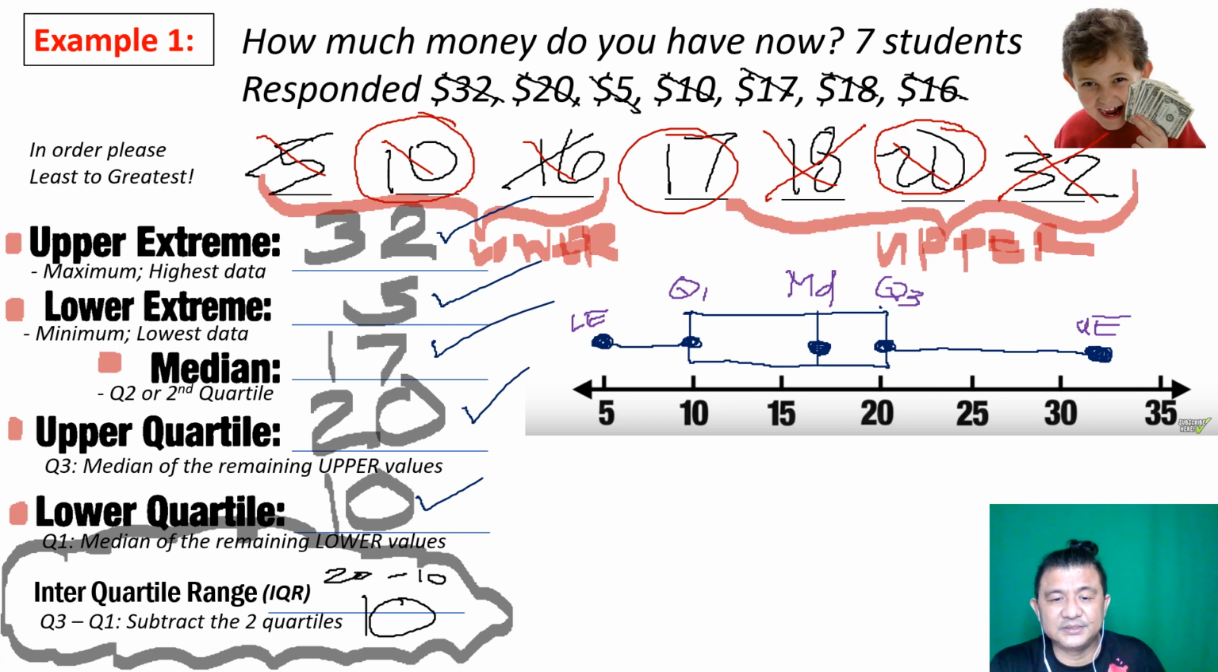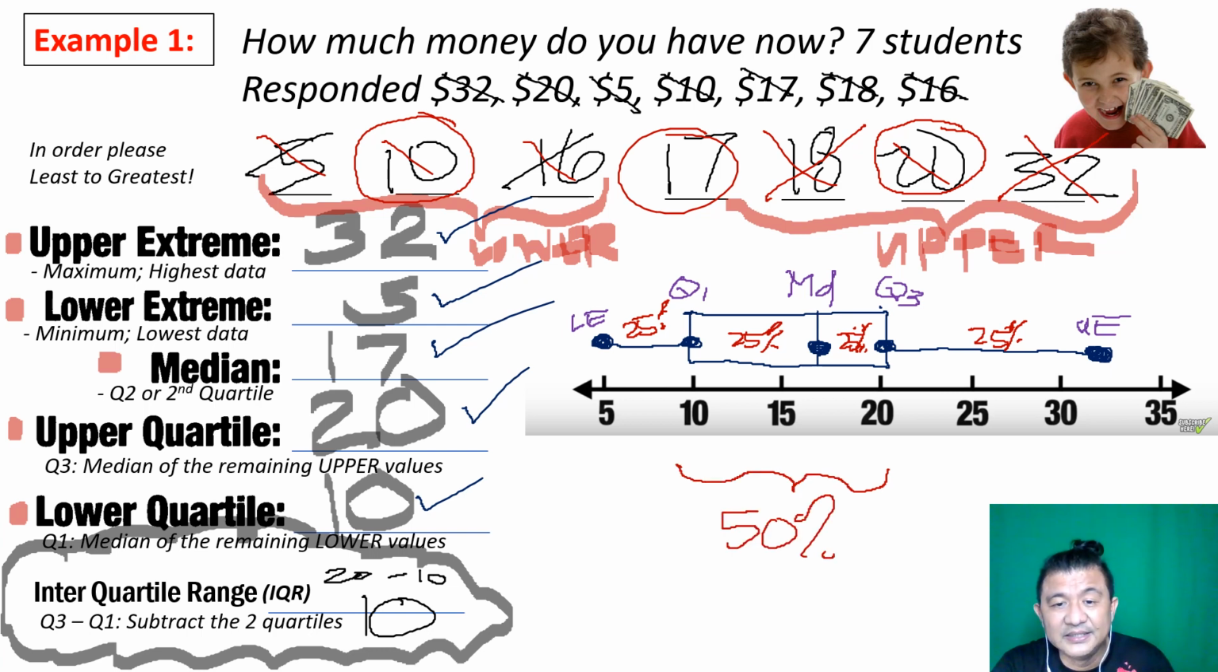Okay, now what does this mean? This means that each portion, you could see that the data was spread out into 4. Each portion represents 25% of your data. So the 50% is the box. From the box to the whisker is another 25%. That's why it's called quartile, cuatro, right? So that middle part tells you that 50% of my data is from 10 to 20. Half of my data is between 10 to 20. All right, we got it?